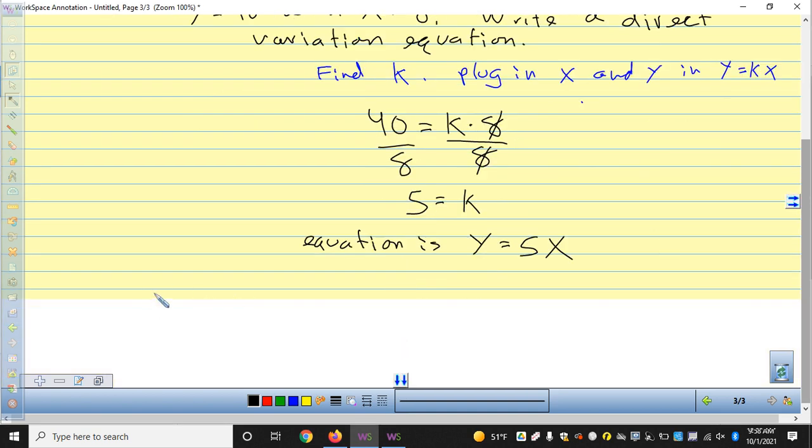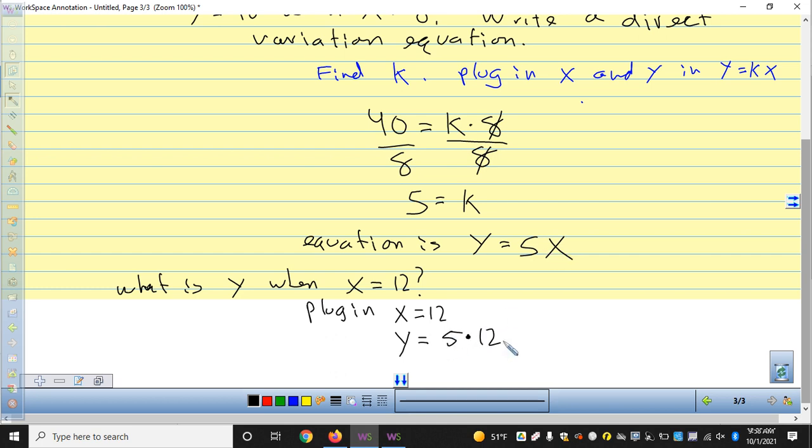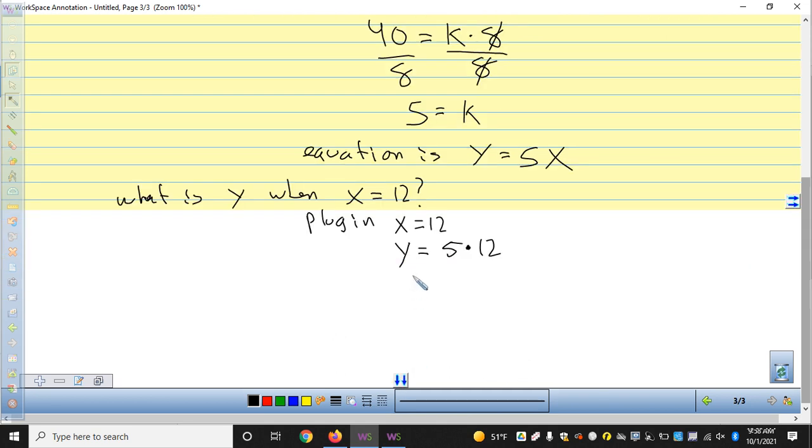And now the problem might say, what is y when x equals 12? Well, that problem is just asking us to plug in. Plug in x equals 12. So we get y equals 5 times x, 12. 5 times 12 is 60. When x equals 12, y equals 60.